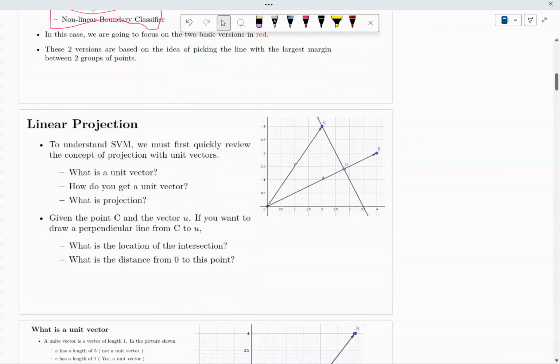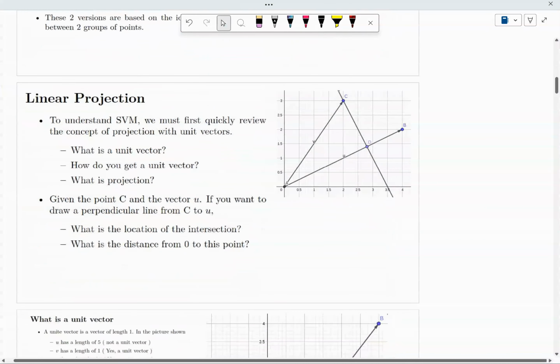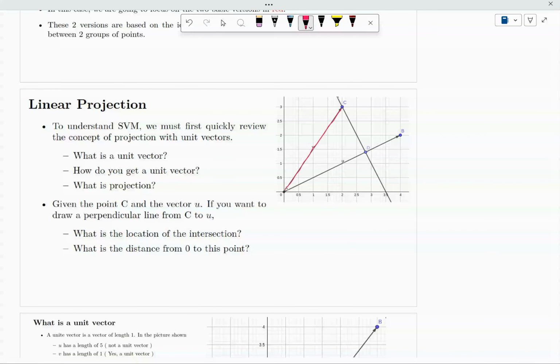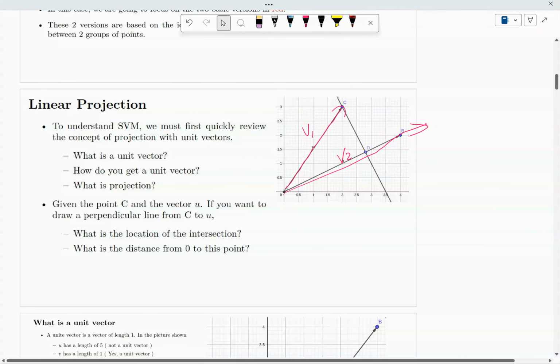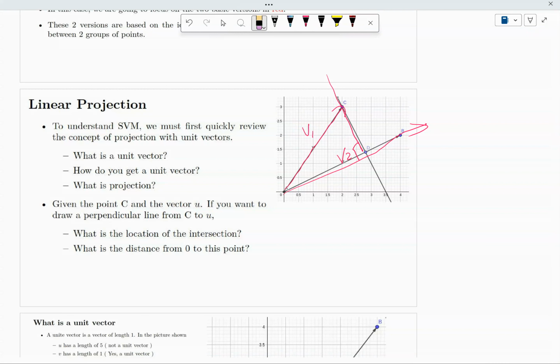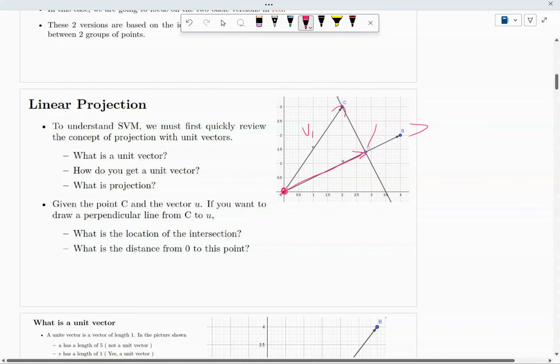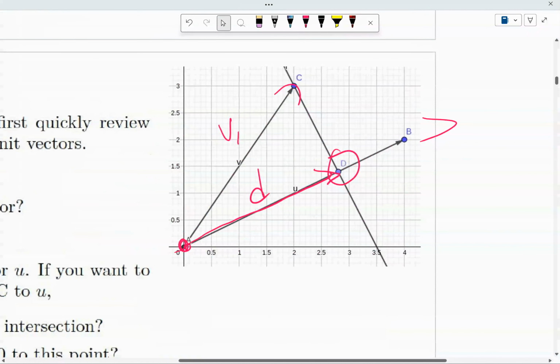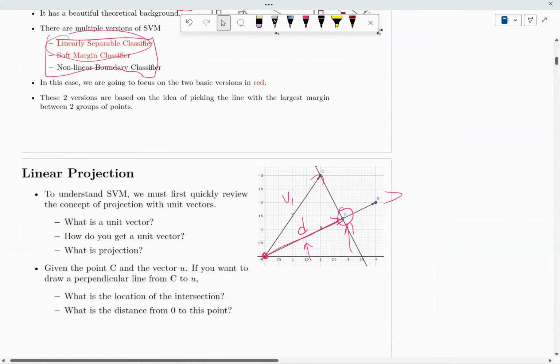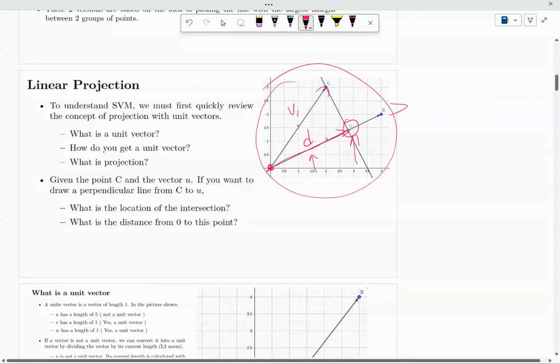Okay. So let's very quickly review linear projection. The idea of projection, if you have two vectors, v1, v2, is if you're projecting v1 onto v2, then you're essentially drawing a perpendicular line along, and you want to be able to find the distance from zero to the point of intersection. So you want to find the distance, and you would like to find this point D. So this is a distance, and you would like to find a point. If you're able to do both of these, then essentially you're doing projection.